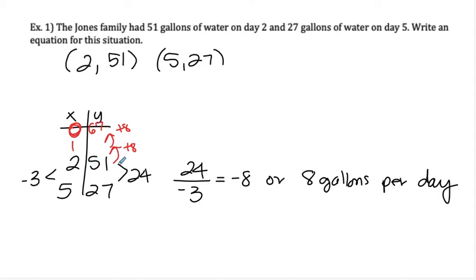Now, sometimes we might not have day 2. We might have day 30, and we don't want a table that's a mile long. And so we need to think about what's the mathematics to work up the table in this instance. So what did we need to know? We needed to know that we were at 51 and we were 2 days away, and we were changing by 8. So if we can use that information, we could work backwards.